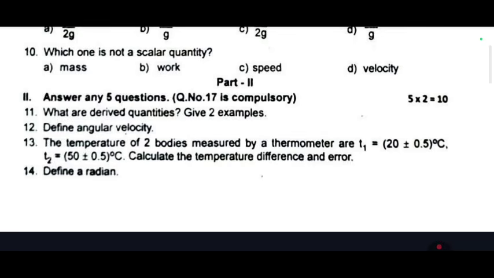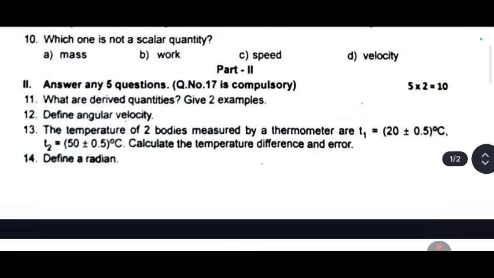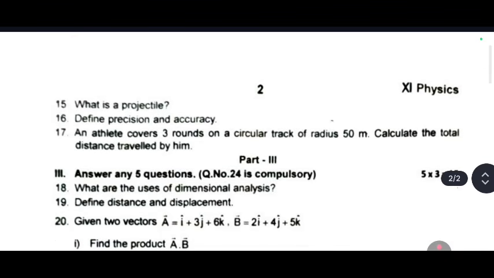13th one: the temperature of two bodies measured by the thermometer are T1 equal to 20 plus or minus 0.5 degrees Celsius, and T2 value is 50 plus or minus 0.5 degrees Celsius. Calculate the temperature difference and error. 14th one: define a radian. 15th one: what is a projectile? 16th one: define precision and accuracy. 17th one: an athlete covers 3 rounds on a circular track of radius 50 meter. Calculate the total distance traveled by him.